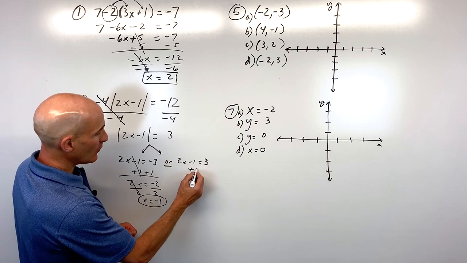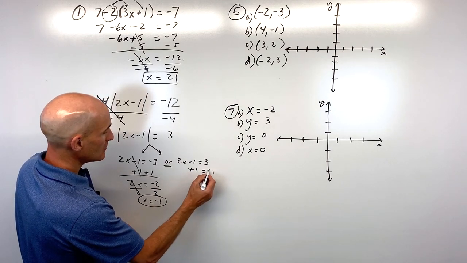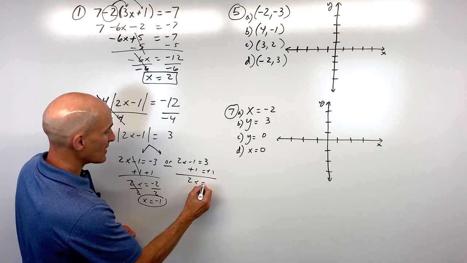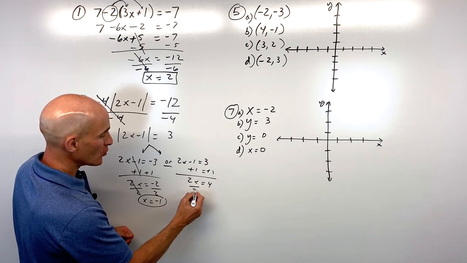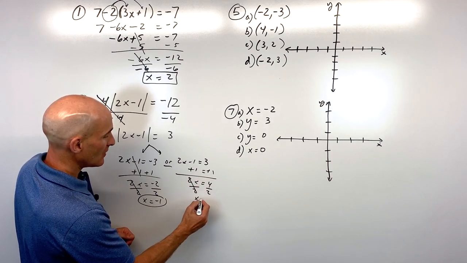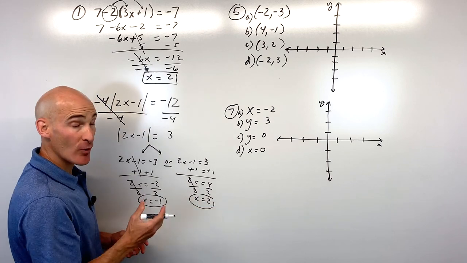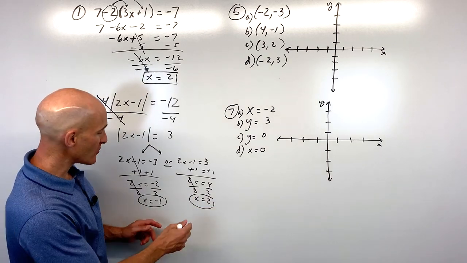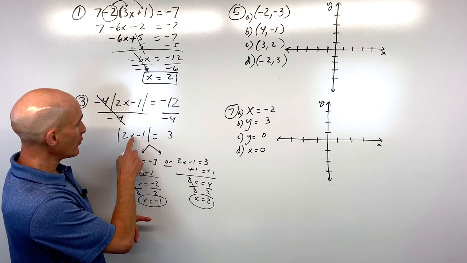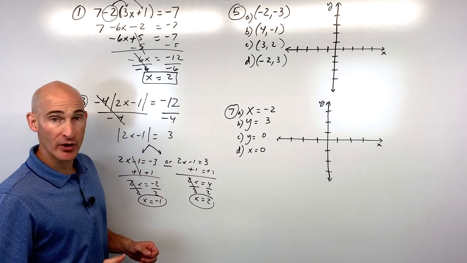Over here, we're going to add 1 to both sides. So that comes out to 2x equals 4. Instead of multiplying by 2, we're going to divide both sides by 2, and x equals 2. Now again, if you want to check your work, that's the nice thing about algebra. Oftentimes you can just take those values, put them back in, and make sure that they work out.